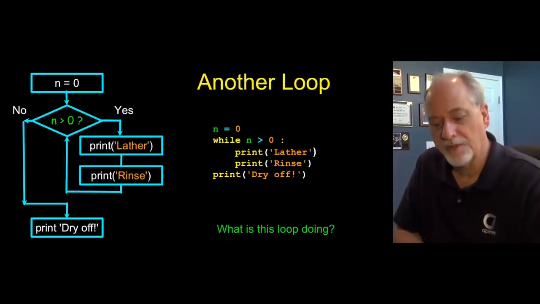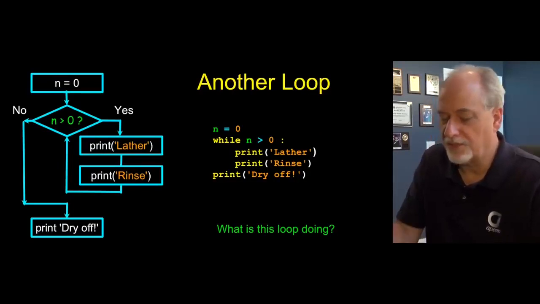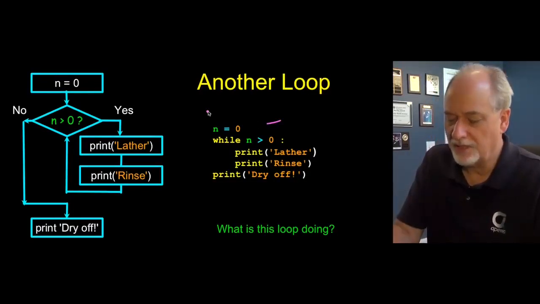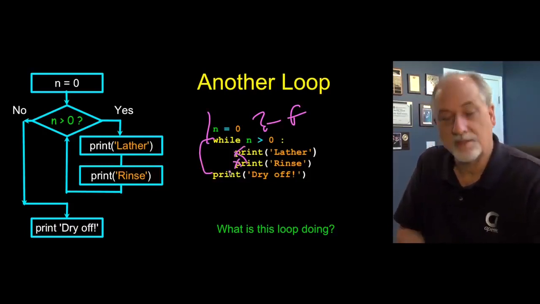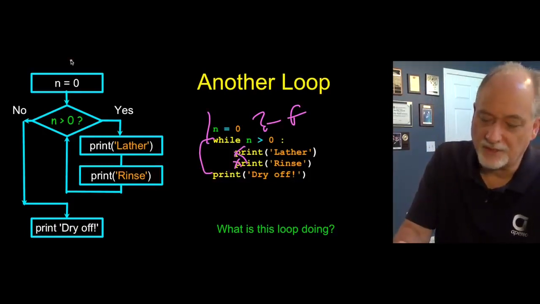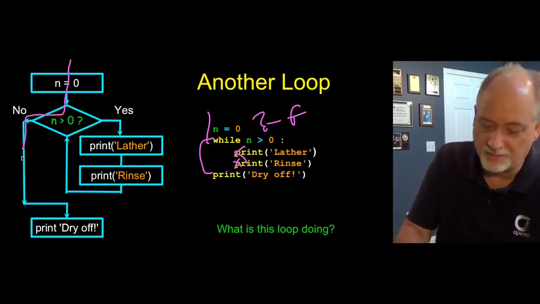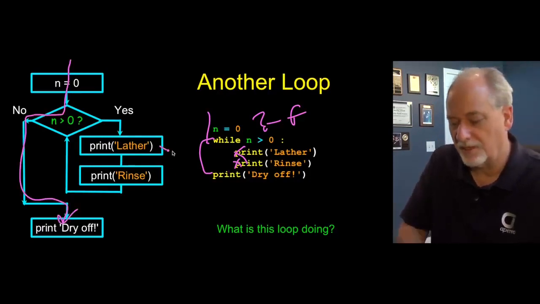Now here's a different loop, and this one demonstrates a different idea. In this case, we start out with n is 0, and it comes in here, and is n greater than 0? Question mark, and the answer is false. So it skips it. It doesn't run these lines of code at all. This loop doesn't run at all, because it comes in, asks the question, it says no, and then it skips right around it. So never run, never run.